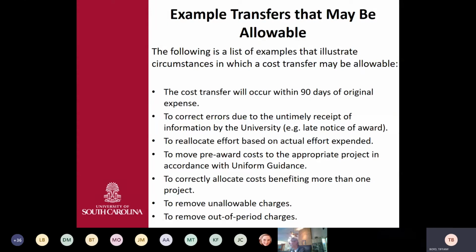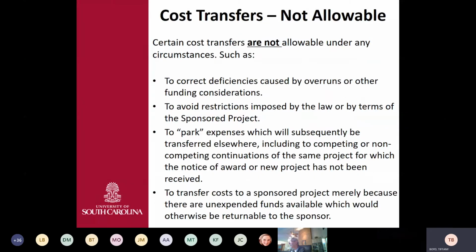And then if you need to remove unallowable charges or out of period charges, those are also perfectly allowable cost transfers. So then some cost transfers that are not allowable under any circumstances are to correct deficiencies caused by overruns or other funding considerations. So if you have an overage on one project, you cannot arbitrarily move it to another sponsored project.